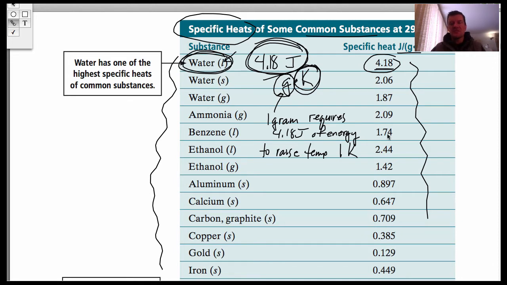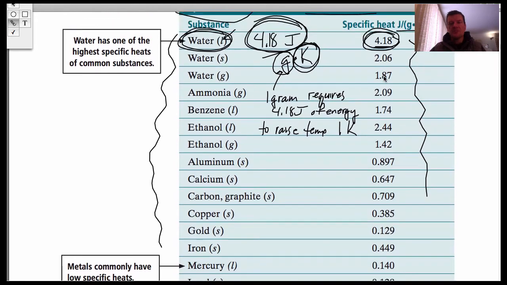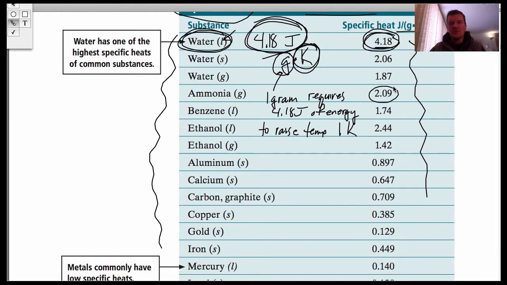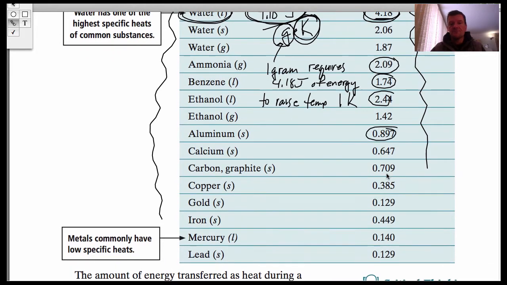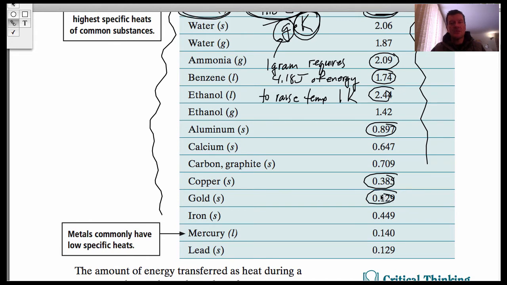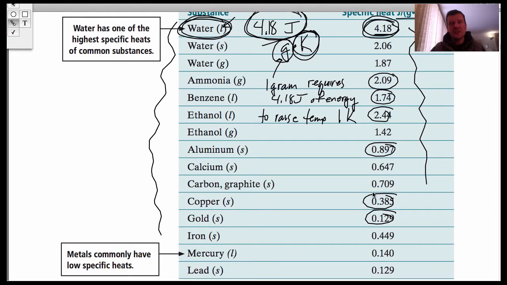And notice these values differ. 4.18 is fairly large. Compare it to other values here. Look at ammonia, only 2. Some different liquids here, benzene, ethanol. Here's some metals, aluminum, copper, gold, really low. They change their temperature pretty quickly, even with just a little amount of heat. These are low amounts of heat that are going to change a gram of copper or gold or iron by 1 Kelvin, with just a little amount of heat compared to the 4.18 up here.